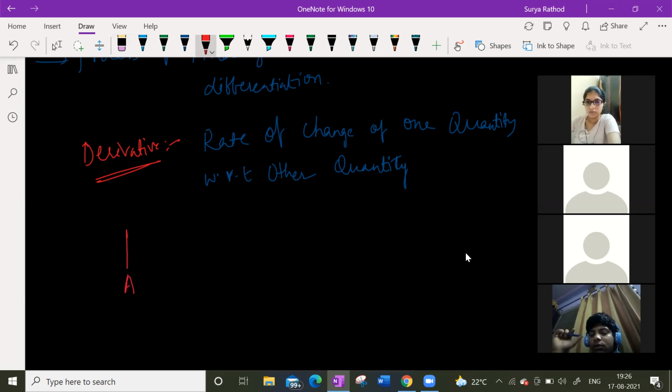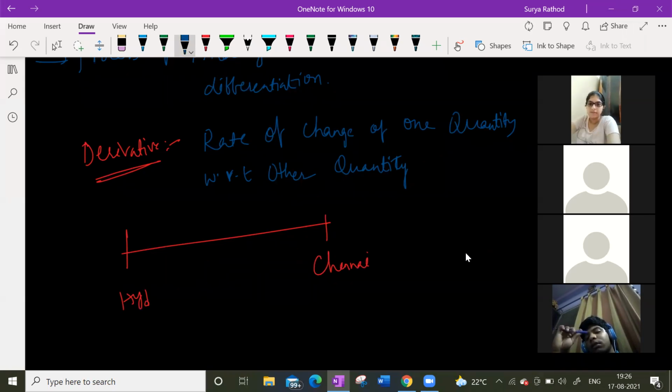Look at this here. Suppose from point A to point B. Let us say point A is Hyderabad, and point B is Chennai. You are traveling from Hyderabad to Chennai. Your time limit is that you have to reach within, let us say, 4 hours only. You have an urgent meeting, so you have to reach that particular place within 4 hours.